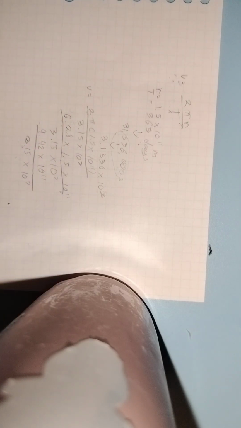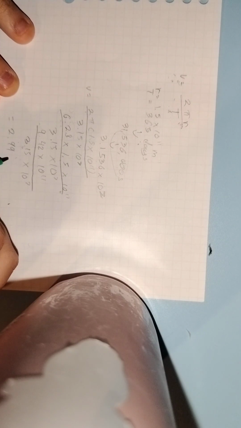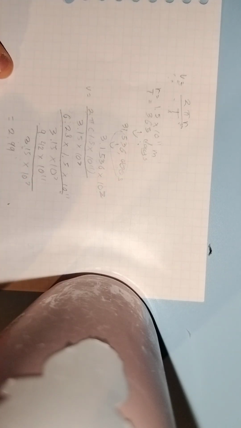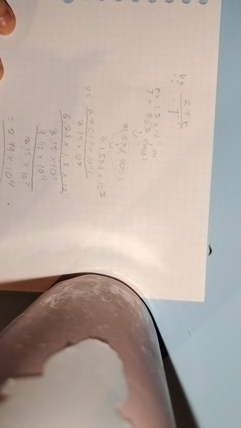So 9.42 divided by 3.15 is 2.99. And then now let's move on to this. So as always, division with exponents means that you need to minus the exponent. So 11 minus 7 is 4. So now we have the final answer, 2.99 times 10 to the power of 4.